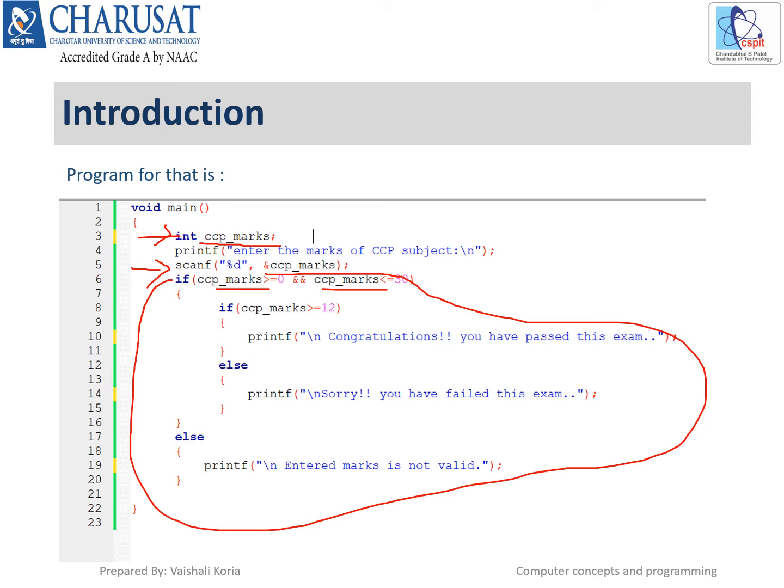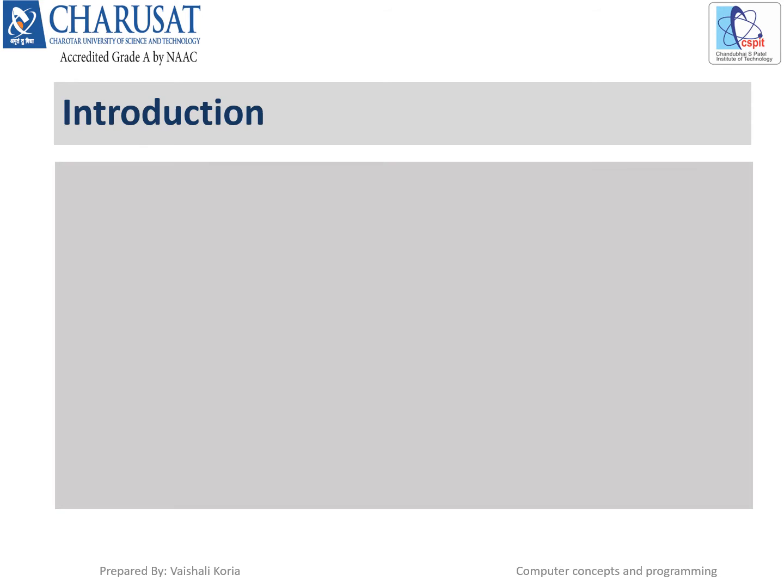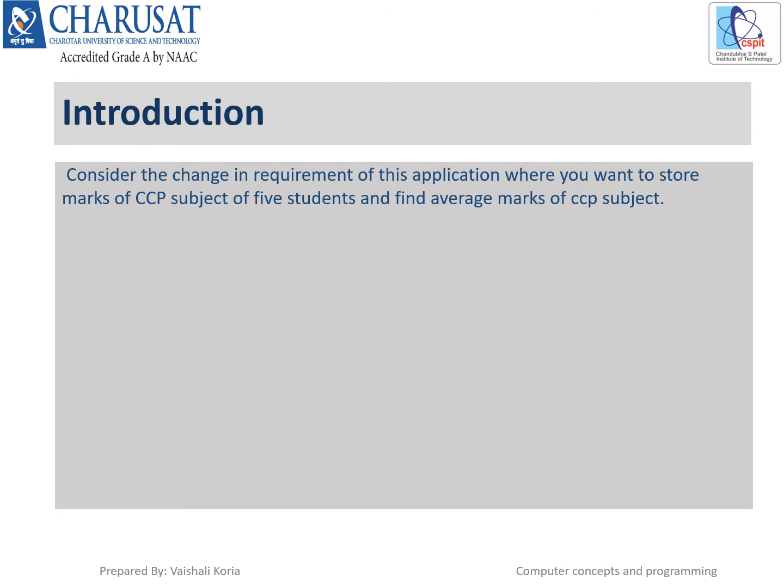So is there any facility that will create a group of the CCP marks, and in that group, I can store more than one student's marks? Is it possible or not? So if we change our application like that, we want to store the marks of 5 students of the same CCP subject, and then we want to find out the average marks of the CCP subject, right?